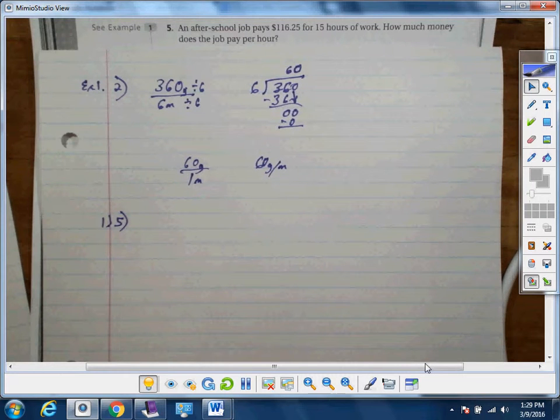Question? No, it's that many grams in one muffin. They ask how many grams per muffin. Thank you for asking. Okay. So, number 5 says what?